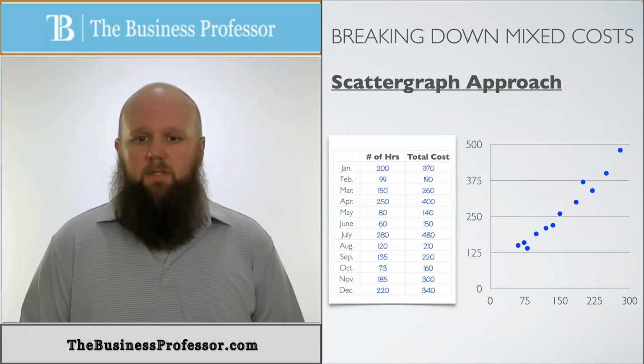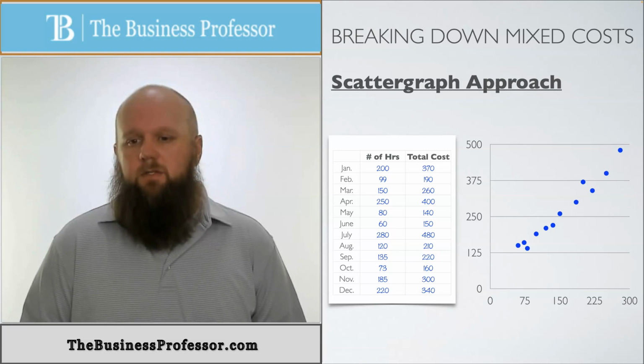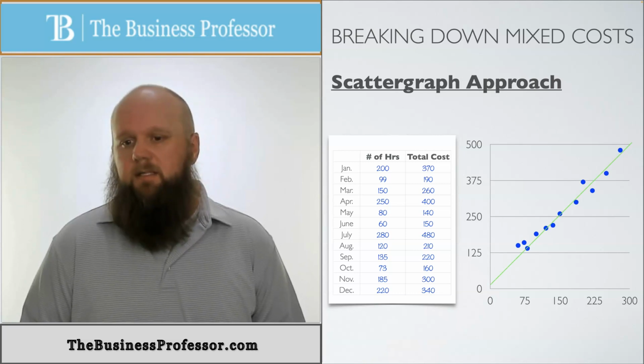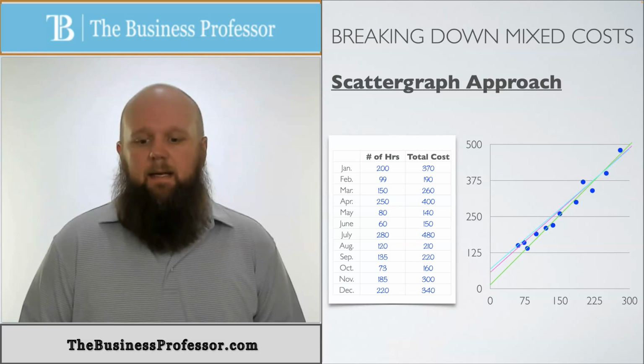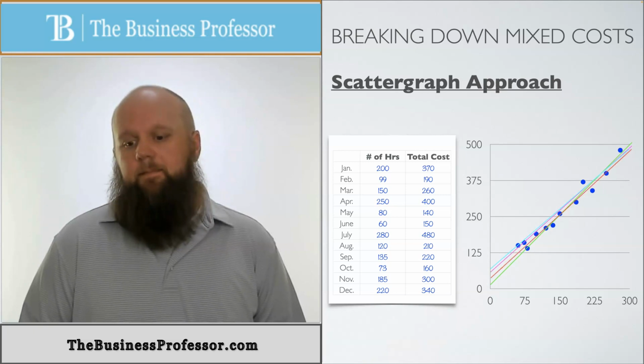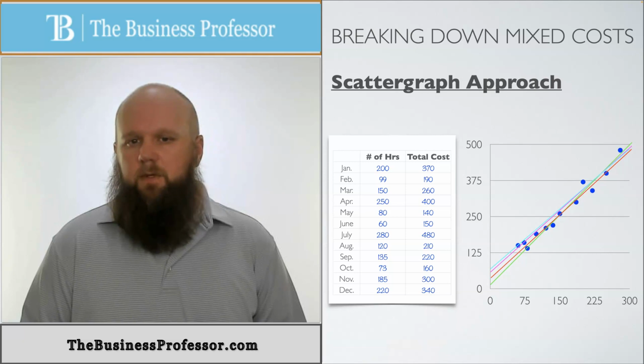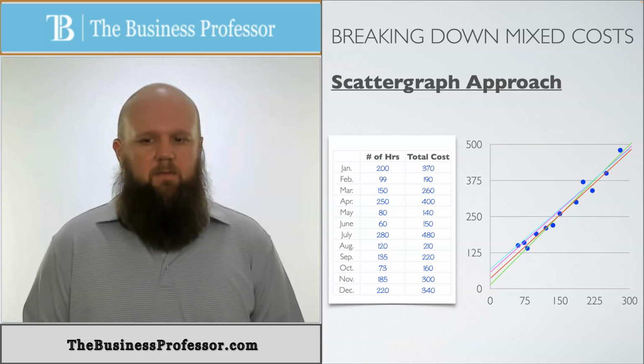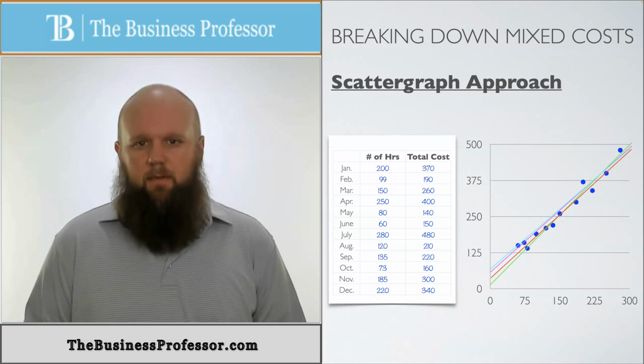Now, as the scatter graph approach tells us, we need to draw a line through this. So we may look at this scatter graph plot and say, I think this line looks good. But somebody else may come along and say, well, I think that line actually looks good. Or maybe even that line. Or how about that line? That's 4 different lines that have 4 different slopes that's going to change your variable cost 4 different ways. So this is hopefully illustrating how subjective this can be. It can still be very useful, but just understand that it can also be very subjective.